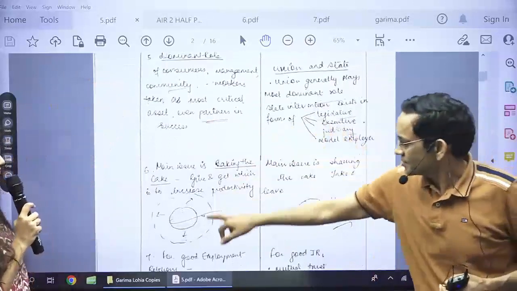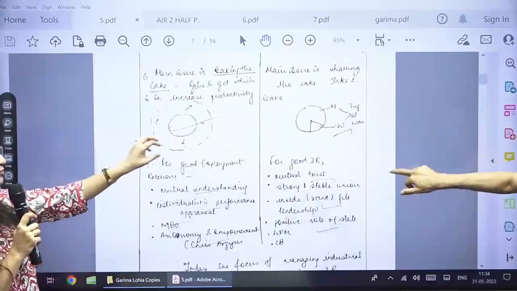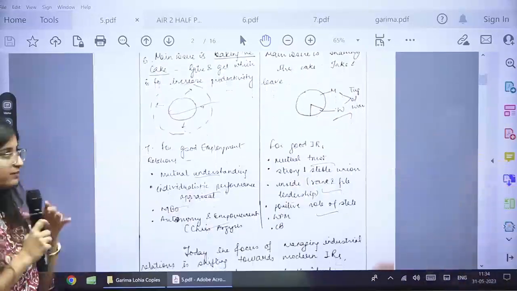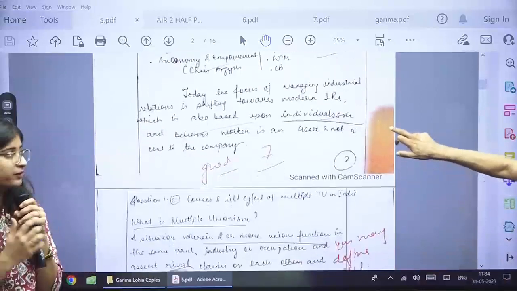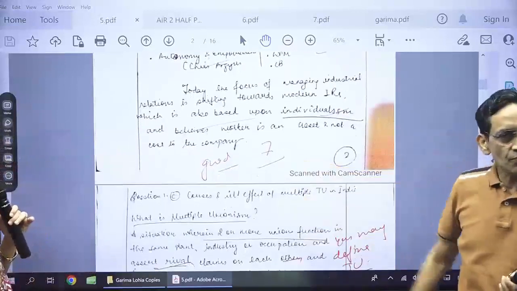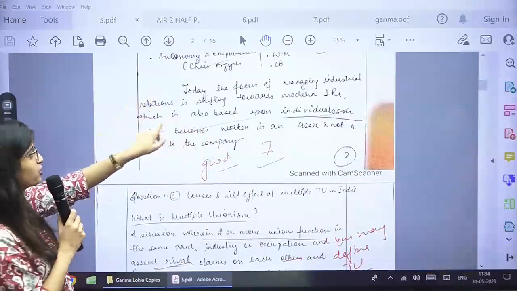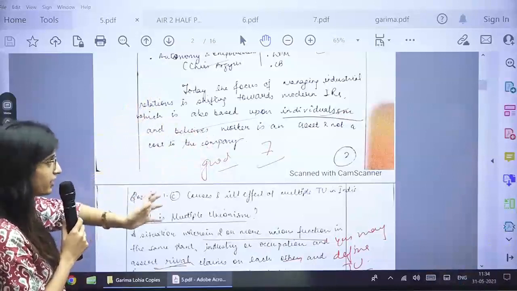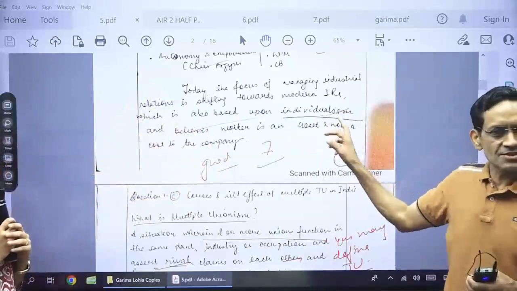And see diagrams. Use of diagrams. Very small. These are not very technical diagrams. Centralization, decentralization ka bhi you can use a very simple small diagram. And she got 7 out of 10. See, I also wrote a conclusion here. Today, the focus of managing IR is shifting towards modern IR, which is based upon individualism. And the keyword is individualism. That is underlined.